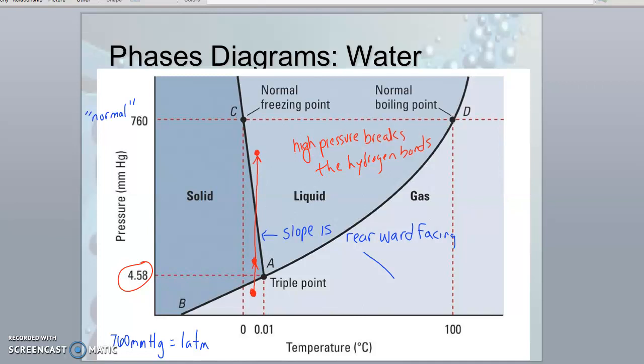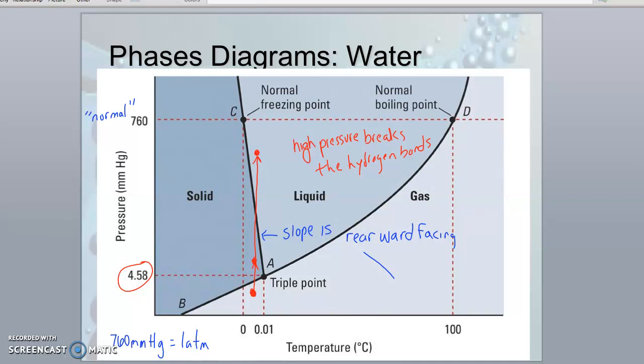So again, I can't emphasize the normal enough. We're in millimeters of mercury here, so our normal is 760. Notice the dotted line up there. Our normal freezing point is where the solid and liquid interface is, and we can drop down and see the temperature. This is 0 degrees C, and the normal boiling point is 100 degrees C. You should know that those are the freezing point and boiling point for water. You should know that. And what else should we know here? We've got the triple point.